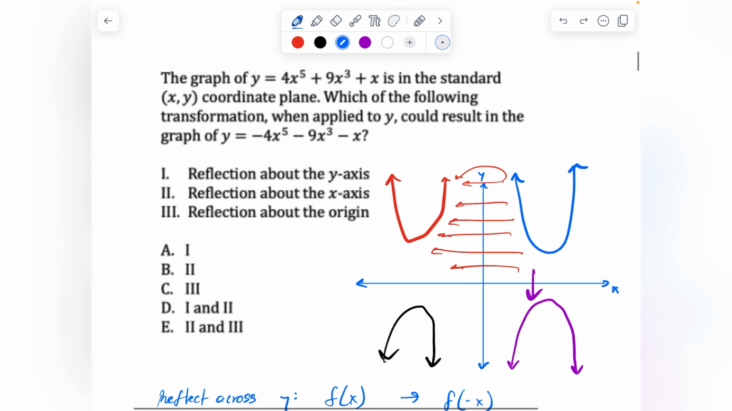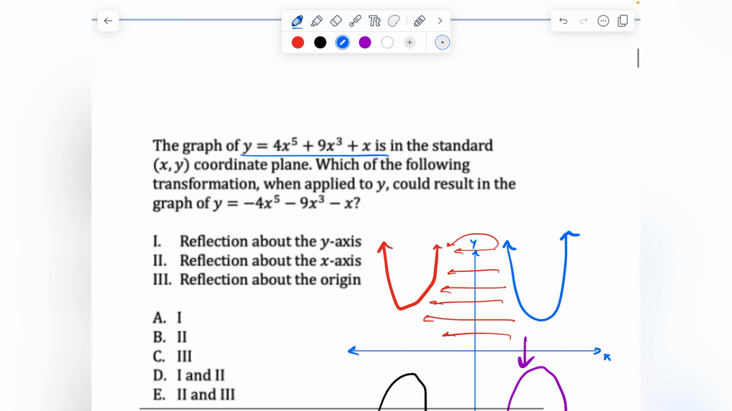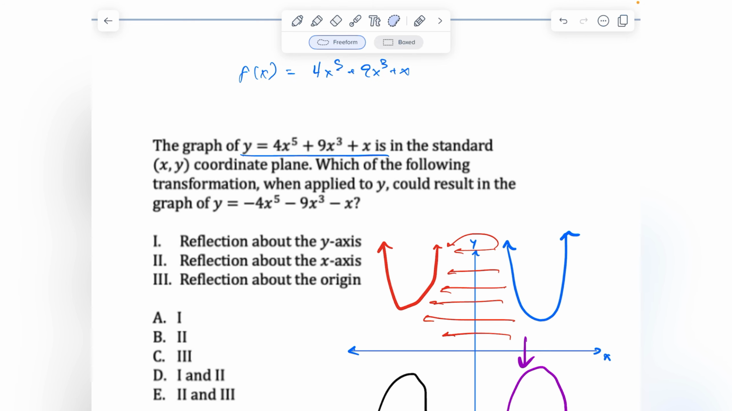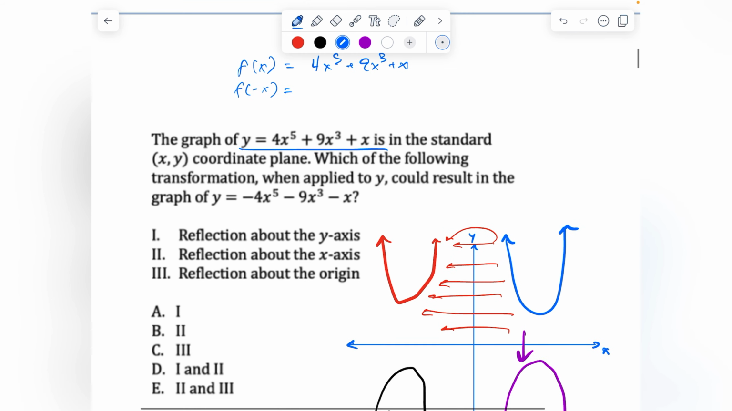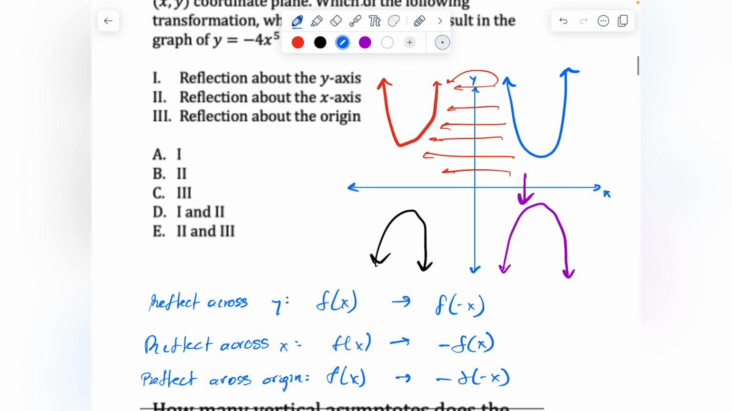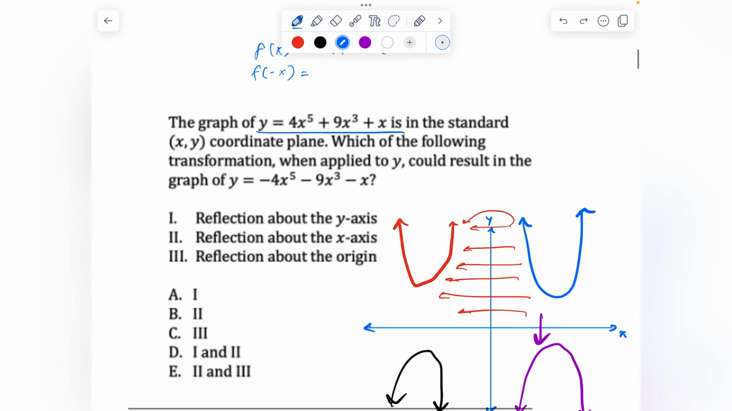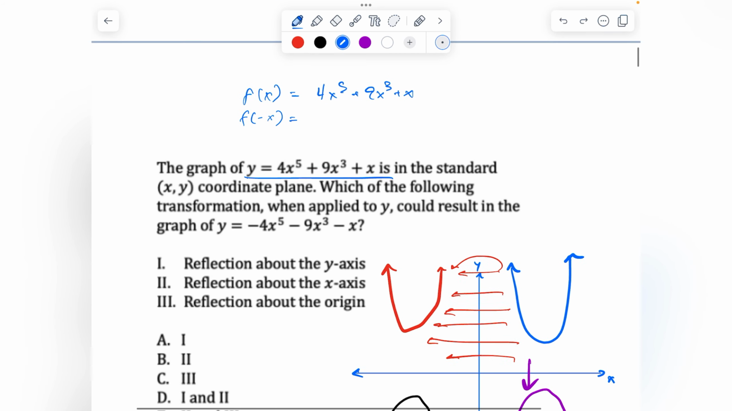So if I take this function, let's just say f of x is equal to 4x to the fifth plus 9x to the third plus x. And then I want to do f of negative x. We want to see if doing either of these gets us to this. Which one of those gets us to that, right? So if I do f of negative x, what that'll look like is 4 times parentheses. What I would do is take each of your x values, put parentheses instead of that, and then put a negative x, and then put your exponent after.